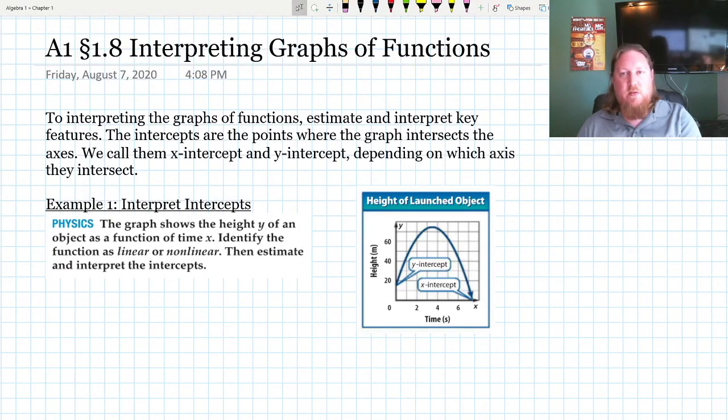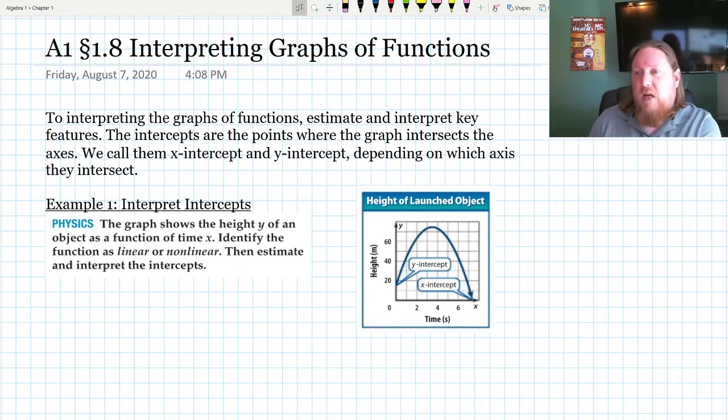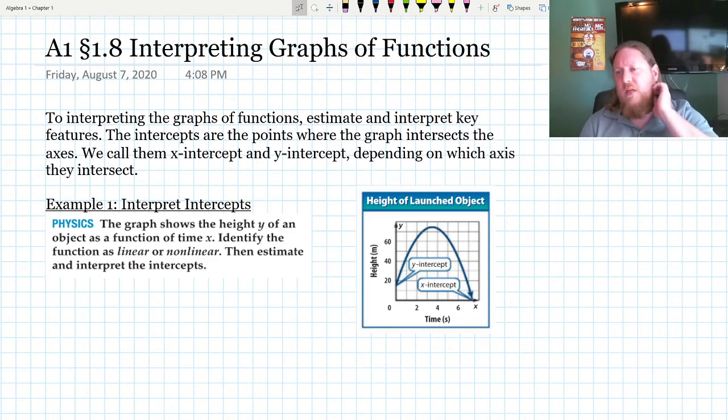Algebra 1, Chapter 1, Section 8, Interpreting Graphs and Functions. Now, we've talked about this a little bit. If you remember two sections ago, I believe it was, when Francesca was riding her bike, we were talking about what the graph means the whole time.